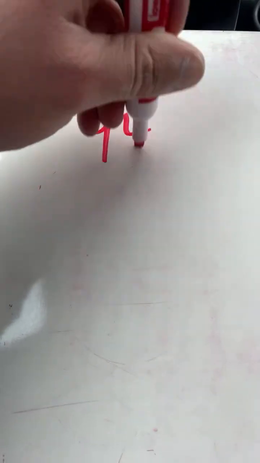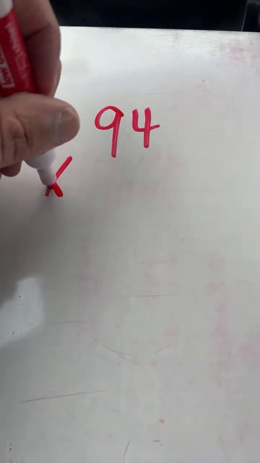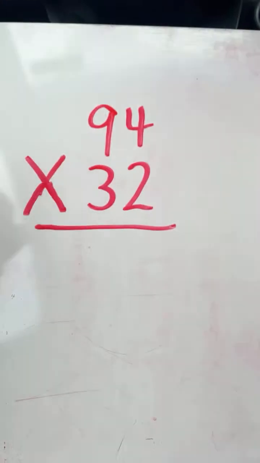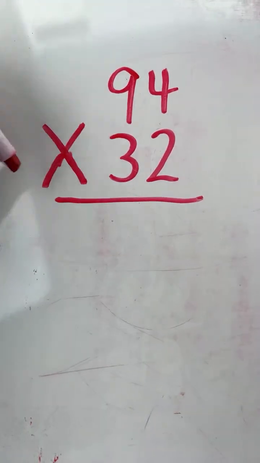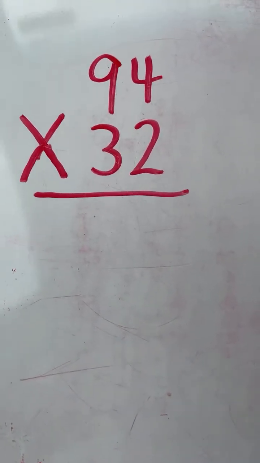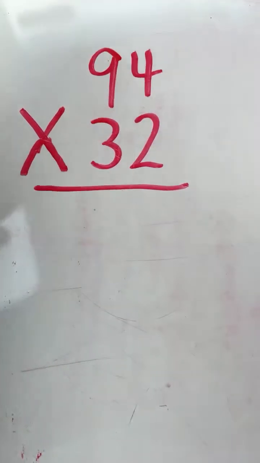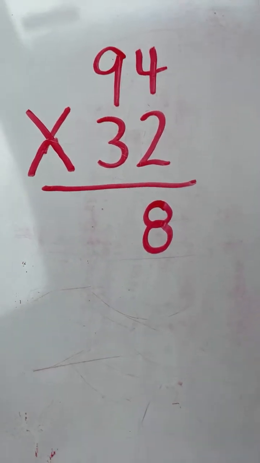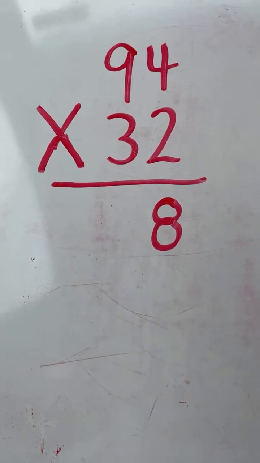Next example, here we go. 94 times 32. So we're going to start by multiplying the digits in the ones place. 4 times 2 equals 8. Now we do not need to regroup because our product is less than 10. We only regroup when our product is 10 or more.